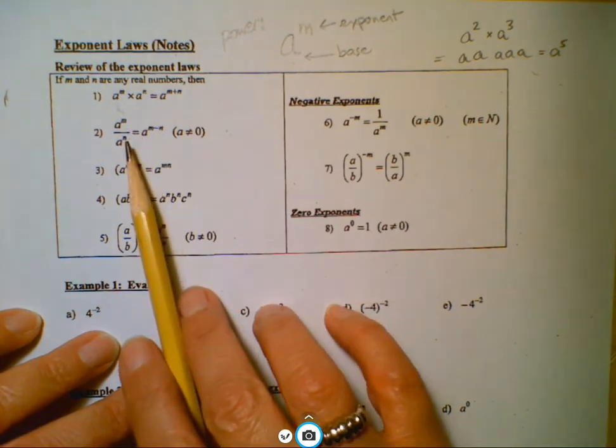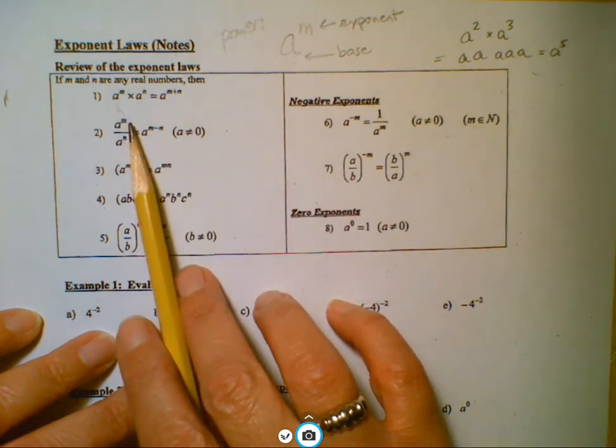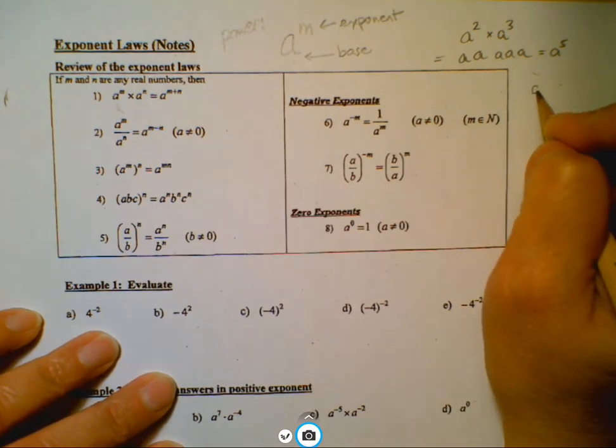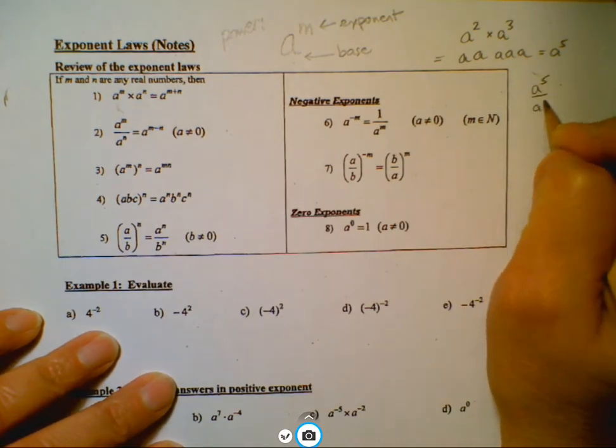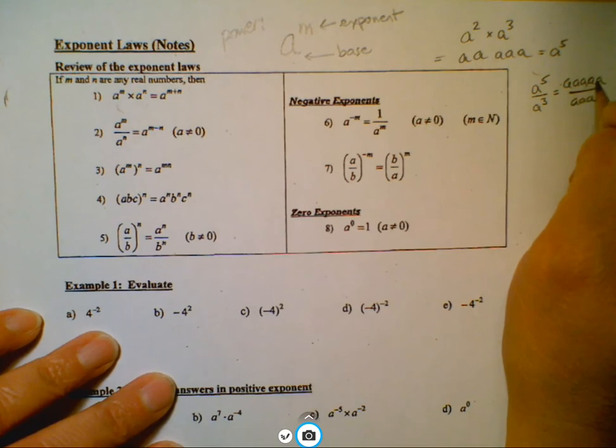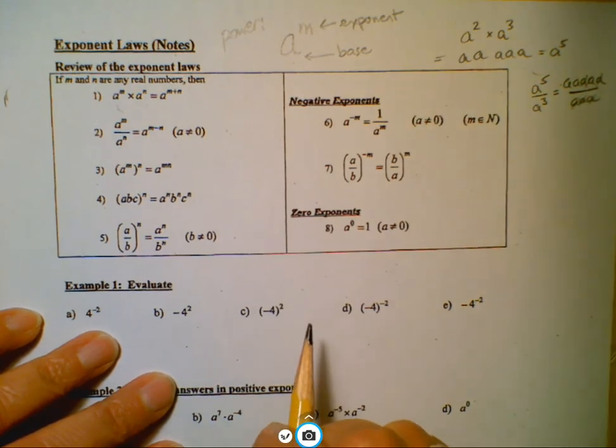A to the m divided by a to the n, you can subtract the exponent. So it's the same thing as this example here. So if I had a to the 5 divided by a cubed, that's a divided by a, and 3 of these will cancel out, leaving me with just AA, which is a squared.